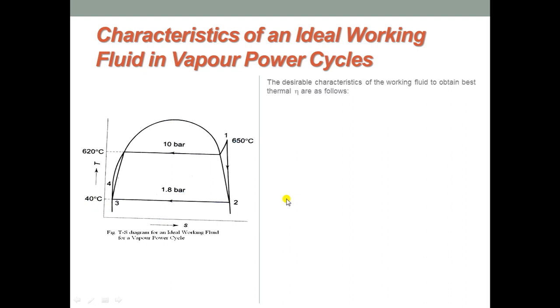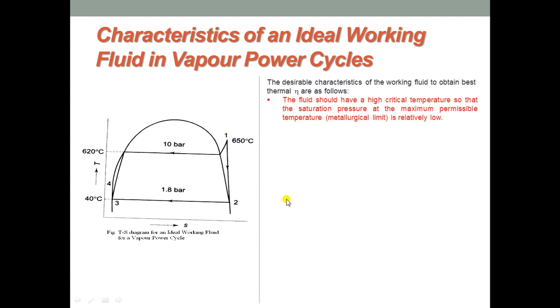The desirable characteristics of the working fluid in a vapor power cycle to obtain best thermal efficiency are as follows. We see one by one. The fluid should have a high critical temperature so that the saturation pressure at the maximum possible permissible temperature, that is metallurgical limit, is relatively low. It should have a large enthalpy of evaporation at that pressure.